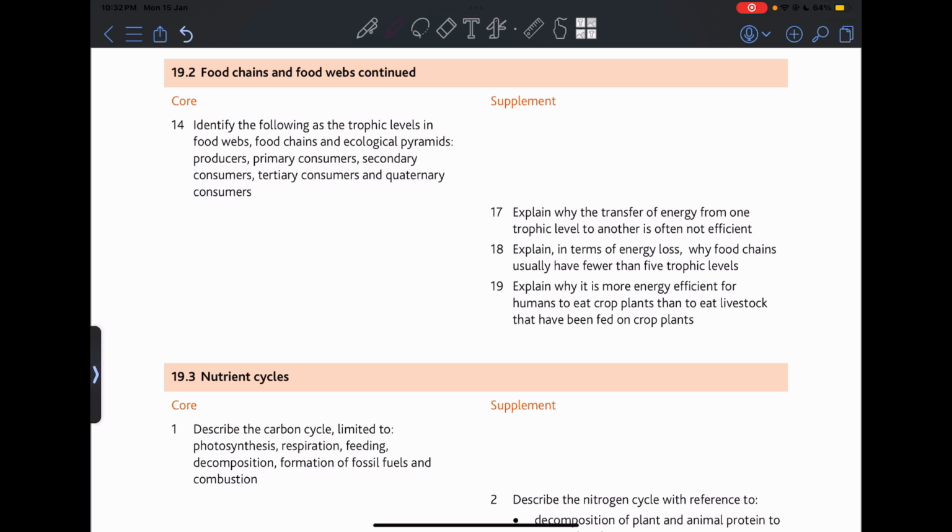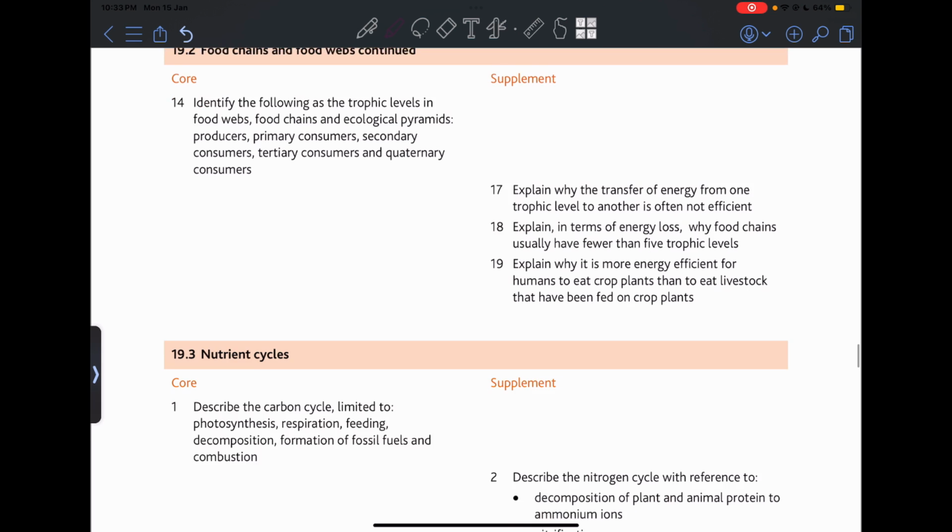Explain why it is more energy efficient for humans to eat crop plants than to eat livestock that have been fed on crop plants. It is always better for humans to focus their nutrition on plants, because they always have higher amounts of energy than meat or any livestock animals.